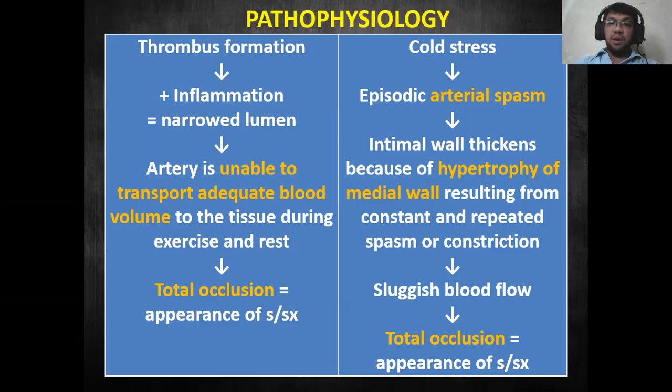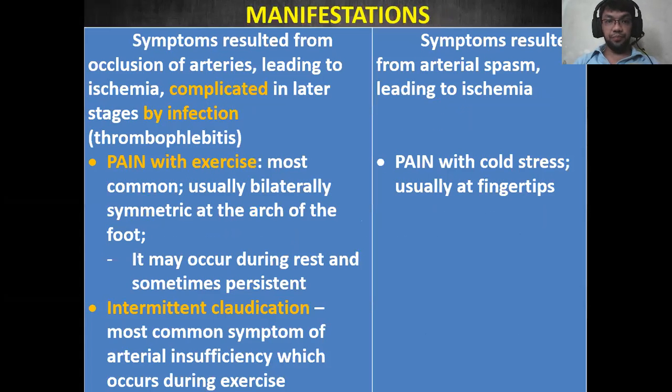Cold stress: there's episodic arterial spasm. Now, what happens here if there is constant arterial spasm brought about by cold weather, the intimal wall is going to thicken because of hypertrophy of the medial wall, resulting in constant and repeated spasm or constriction. So it is somehow like being exercised every now and then because of the spasm, leading to hypertrophy of the smooth muscles of the medial wall. If that happens, there will be sluggish blood flow, leading to total occlusion of the arteries, again presenting the signs and symptoms of Raynaud's disease.